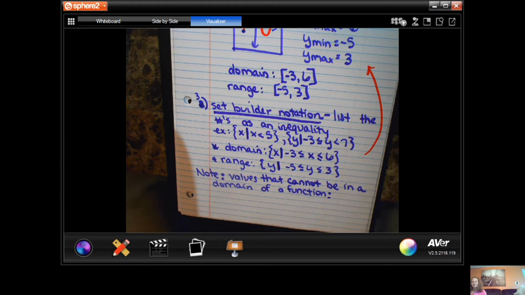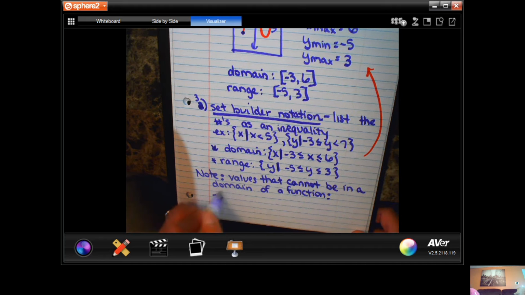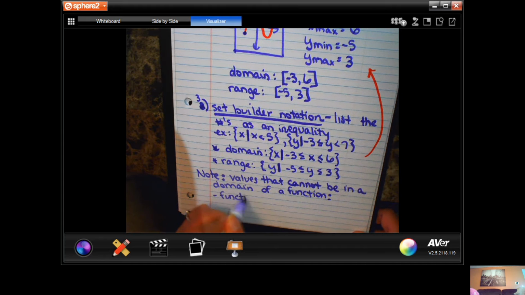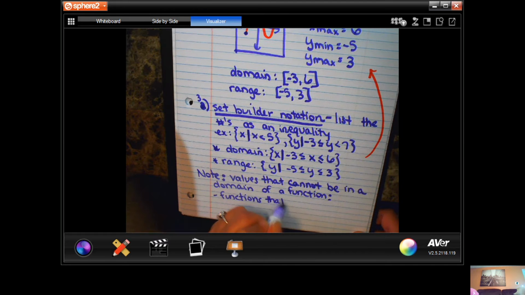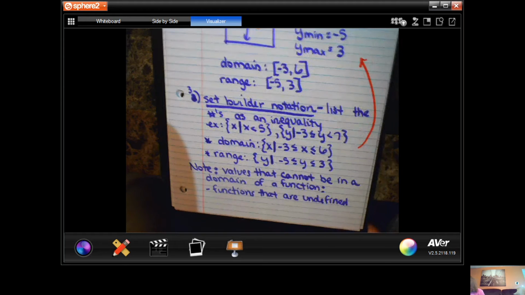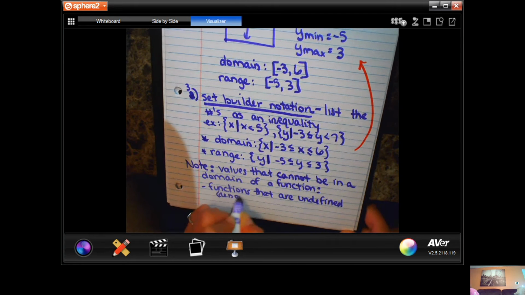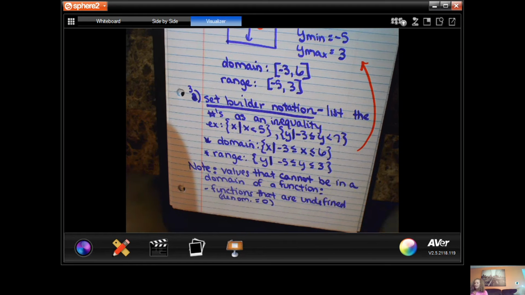And I'm going to give you a couple of them. There's two that I'm thinking of right away. So functions that are undefined. Functions that are undefined. What does that mean? That means you have a 0 on the bottom of your fraction. So you could put something like denominator equals 0. You can never use an X value in a function that has an X on the bottom, or that has 0 on the bottom.